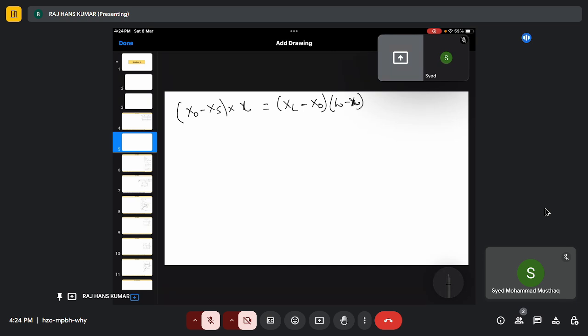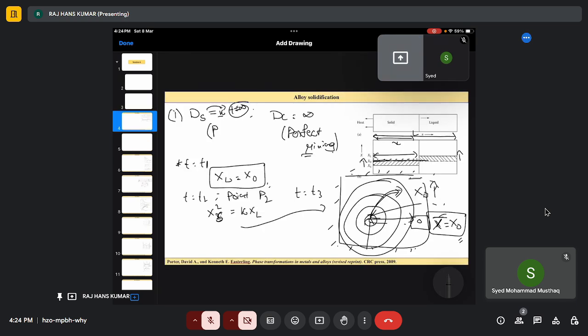Right, these two areas must be equal, because that tells me the conservation of mass, because there is no escape of mass here. So that's what it tells me. Right, they must be equal.